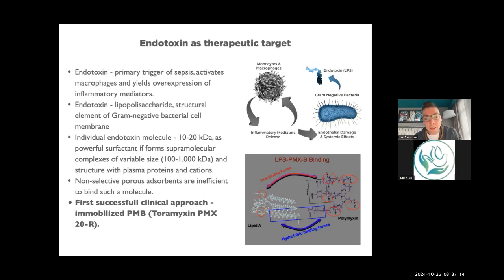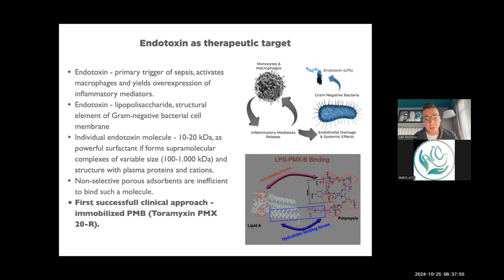It has a variable size in the bloodstream. It is very powerful, forms micelles and aggregates of variable sizes with the plasma. And the size of these complexes can be from 20 kilodaltons up. This is the reason why making a porous adsorbent is inefficient to bind such a molecule.